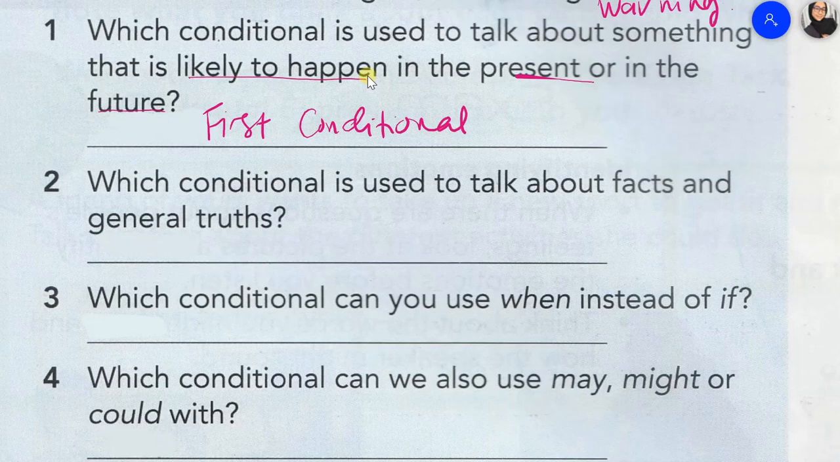Likely to happen, possibility. Zero conditional is a fact. All right. Now, second, which conditional is used to talk about facts and general truths? So you know the answer. It's zero conditional.